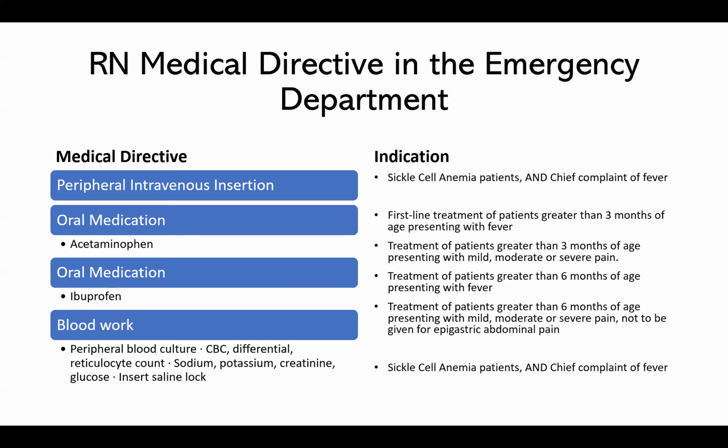Acetaminophen indication is a first-line treatment of patients greater than 3 months of age presenting with a fever, or treatment of patients greater than 3 months of age presenting with mild, moderate, or severe pain. Ibuprofen, treatment of patients greater than 6 months of age presenting with fever, and then treatment of patients greater than 6 months of age presenting with mild, moderate, or severe pain, but not to be given for epigastric pain. Blood work, specifically peripheral blood cultures, CBC, diff, retic, sodium, potassium, creatinine, glucose, and insertion of a saline lock, indication for sickle cell anemia patients with a chief complaint of fever.